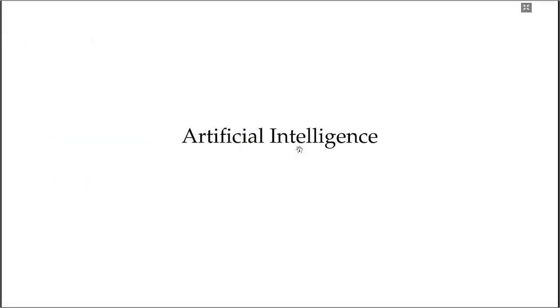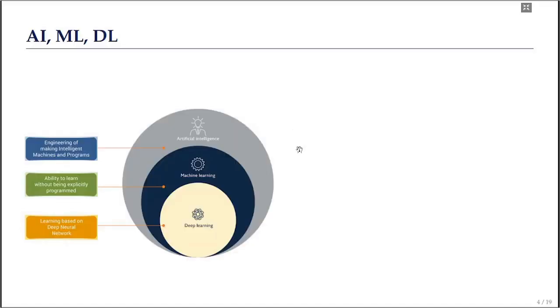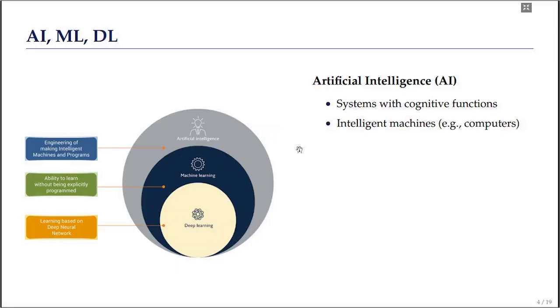So to start with, that of artificial intelligence. Artificial intelligence is the engineering of making intelligent machines and programs with certain cognitive functions. And here, when you say cognitive functions, it is the development of intelligent machines, or specifically computers, with the ability to perceive, think, learn, reason, remember, and also make decisions like a human does.